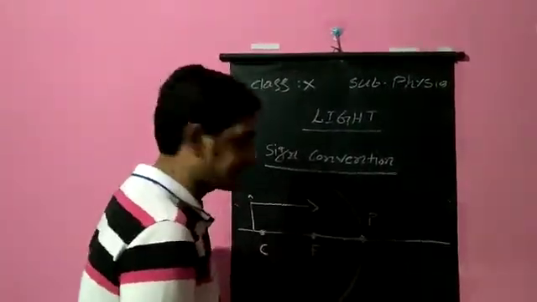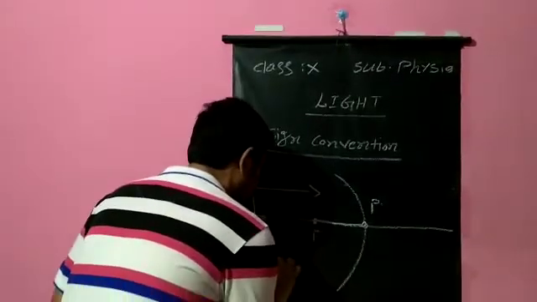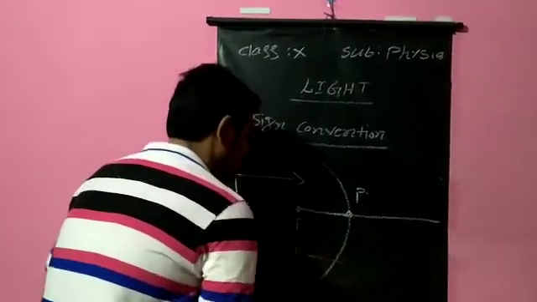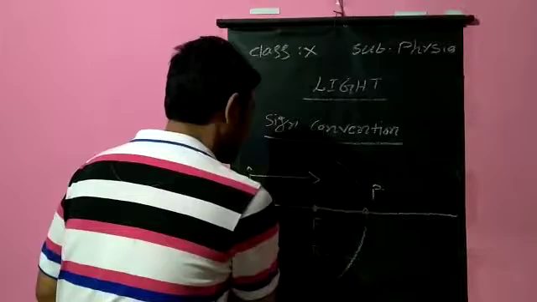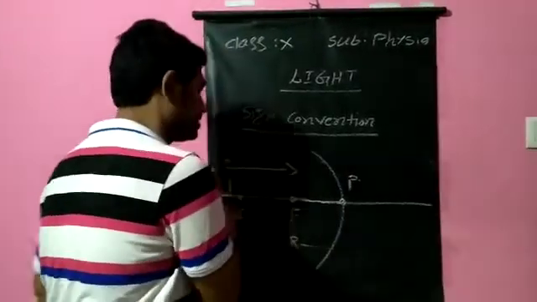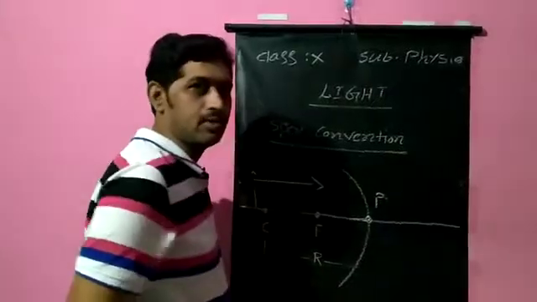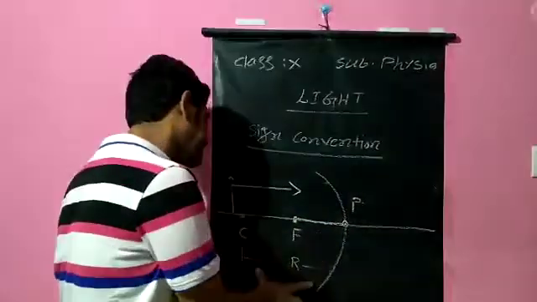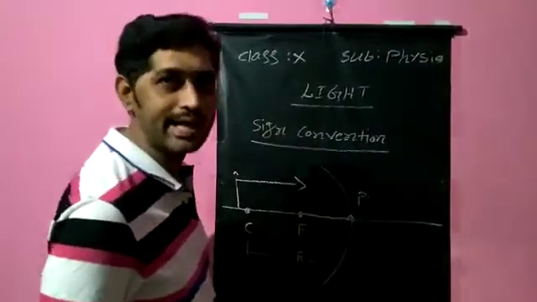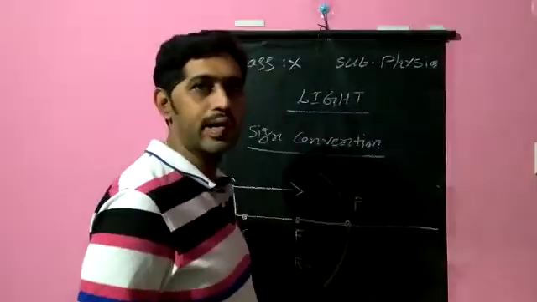Similarly, the radius of curvature also. Radius of curvature I told you in the previous class. This length will be the radius of curvature. This is also measured from pole to center of curvature, pole to center of curvature, not from center of curvature to pole. So focal length and radius of curvature both will be negative for a concave mirror.